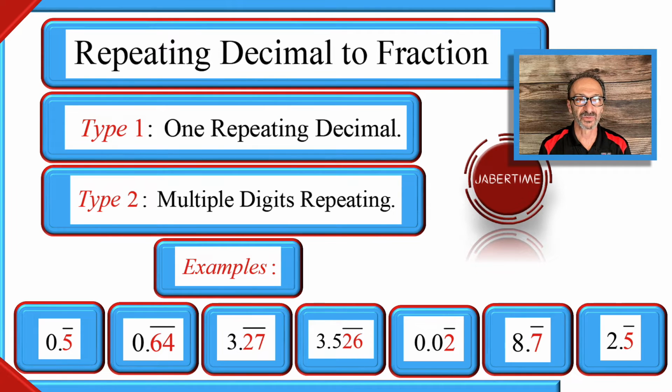Hi, today I'm going to go over repeating decimal to fraction. Type 1, one repeating decimal. Type 2, multiple digits repeating. And I do have some examples, as you could see from the screen. Let's get started.